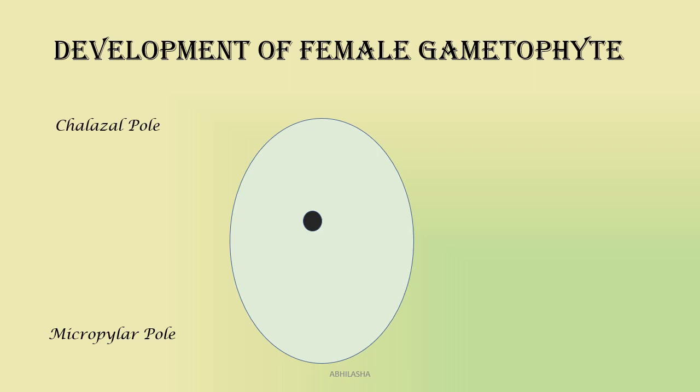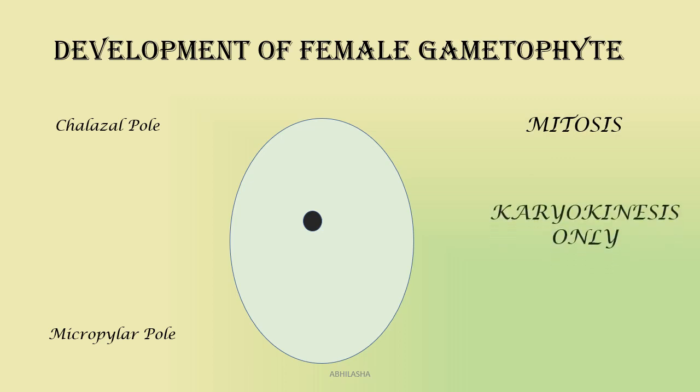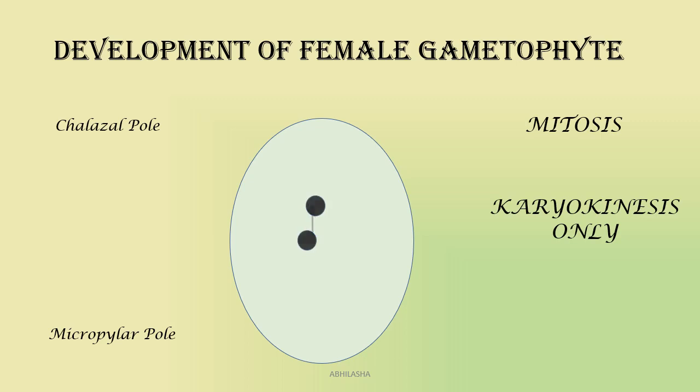What you'll be seeing is a set of events which are division of this nucleus. Remember, this is only the karyokinesis or division of nucleus and not cytokinesis or cell division. So every time there is a division, only the nucleus divides and the divisions are mitotic. Now the nucleus divides, two nuclei are formed. They move to opposite poles, one to the micropylar end and the other to the chalazal end.